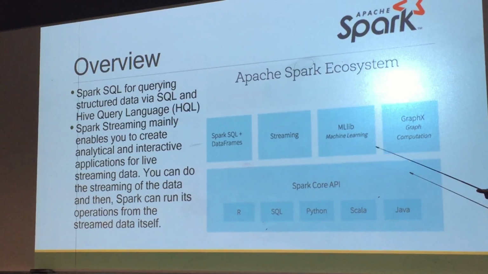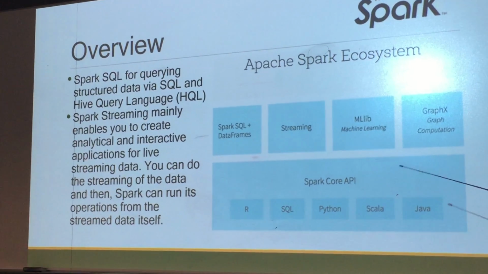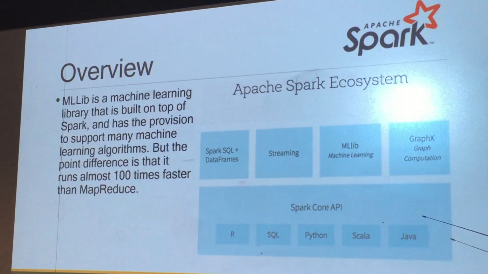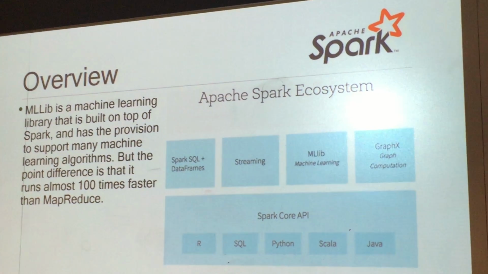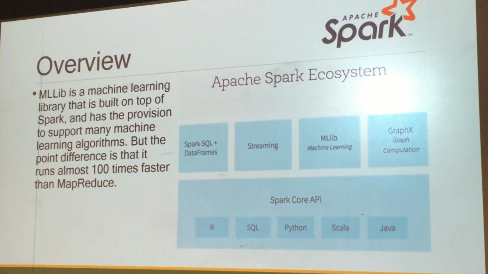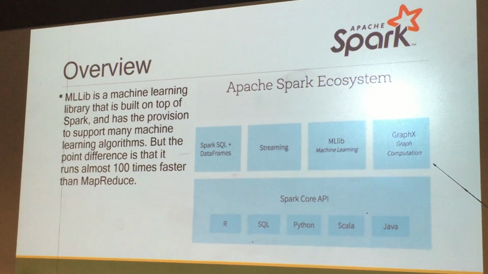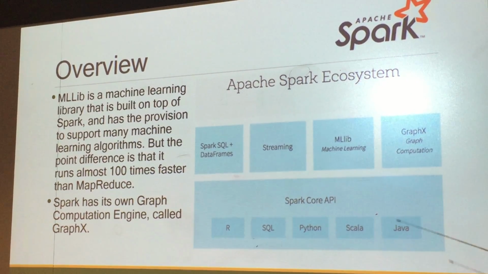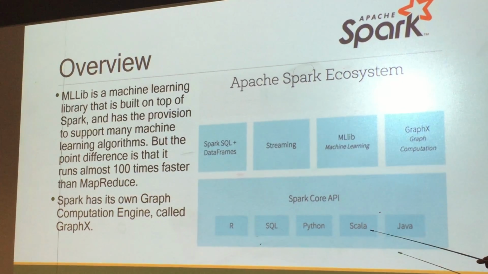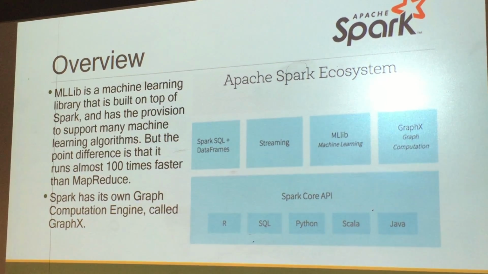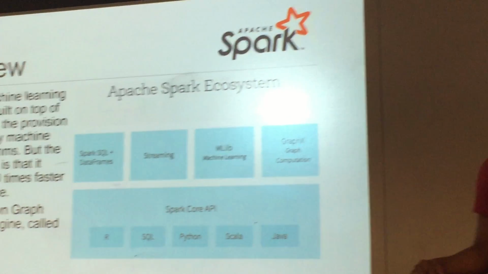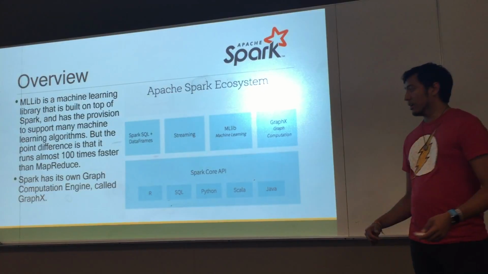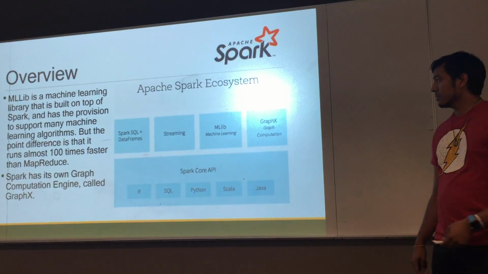You've got streaming, which mainly enables you to create analytical and interactive applications for live streaming data. You've got the machine learning library, which is built right on top of it and allows you to run a whole bunch of different algorithms. It has its own GraphX computation engine, and then the Spark core API itself. Spark is built right on top. It was built with Scala, and you can actually run Scala, R, Python, Java, and SQL right inside of it.